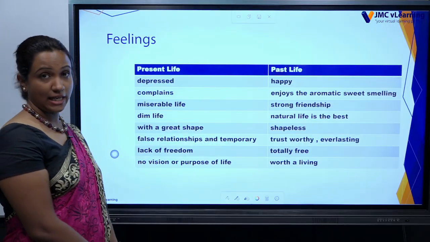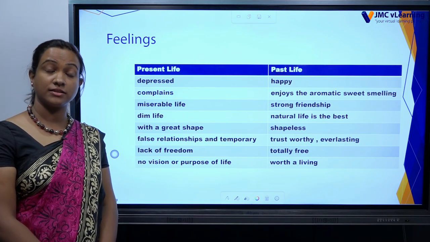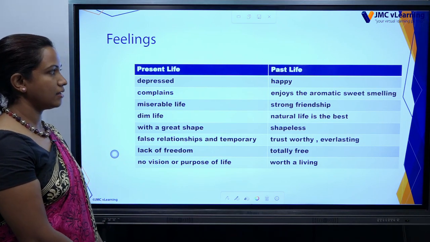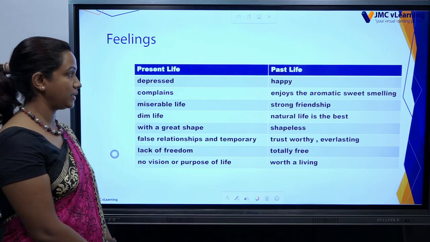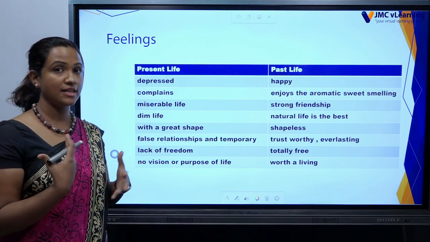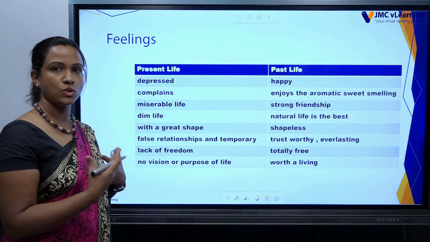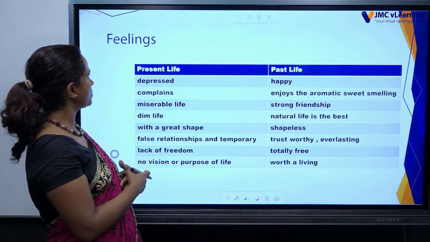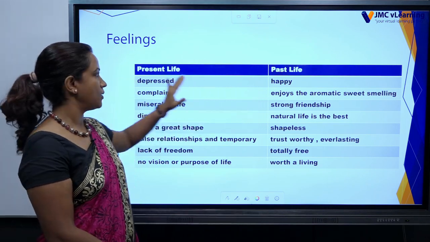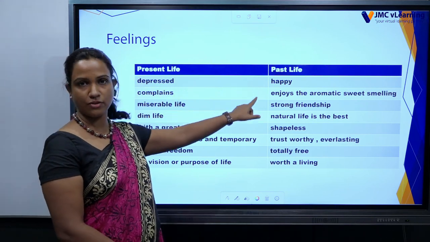Okay, let's look at the feelings. These feelings you might be able to use when you're writing context type questions and essay type questions. It will be a great advantage for you to use these words and to analyze your questions further, evaluate the poem and increase your critical thinking ability. So, let's look at the feelings. I have divided this into present life as a goblet and past life as a clay.